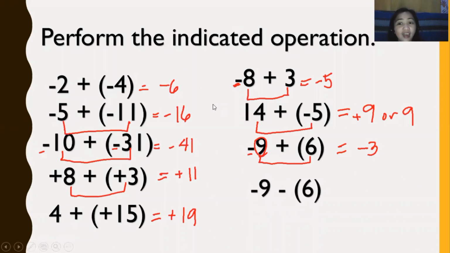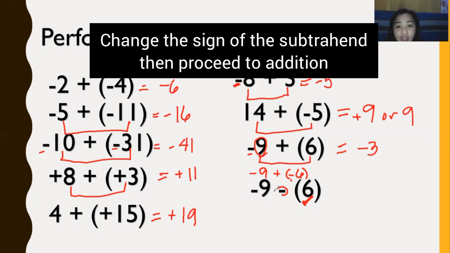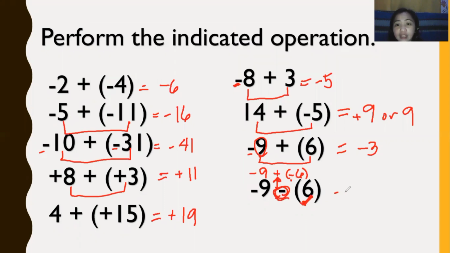Then we have here negative 9 minus 6. So that is, this should be written as negative 9 plus negative 6. Anong rule doon? Change the sign of the subtrahend, and the subtrahend is 6. Positive 6 will become negative 6, and the operation will become addition. Change the sign of the subtrahend, then follow the addition rule, and that is negative 15.